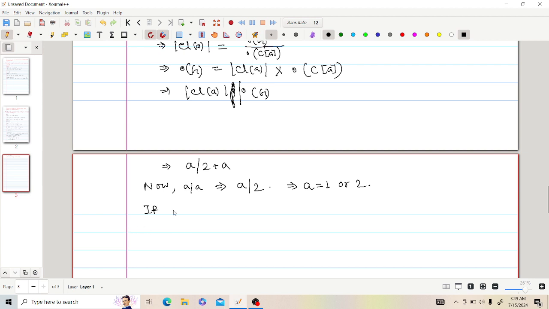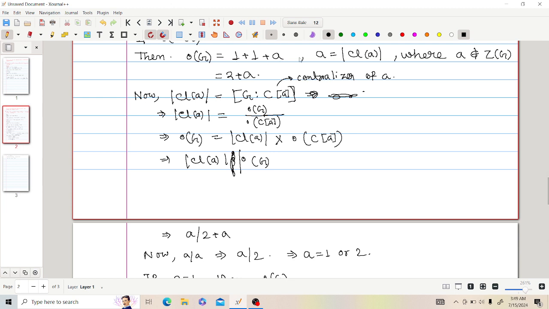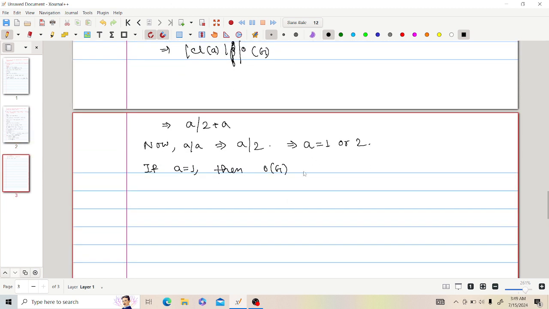If a is equal to 1, then what is the order of G? The order of G is 1 plus 1 plus a, and the value of a is also 1, so 1 plus 1 plus 1. And every group of order 4 or order 3 is abelian. So we get a contradiction.